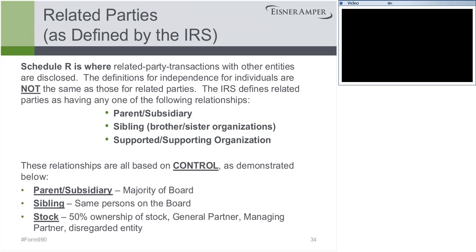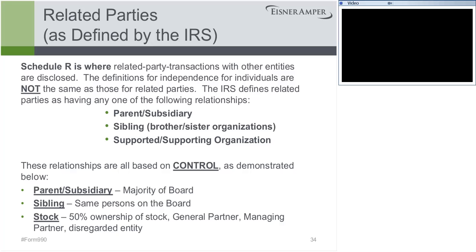Very important to know that the IRS defines it in very limited terms. If the organization happens to have one board member in common with another organization, you are not a related party according to the IRS. The IRS has three very specific types of related parties. You're either a parent-subsidiary relationship, a brother-sister relationship, or a supporting organization relationship.